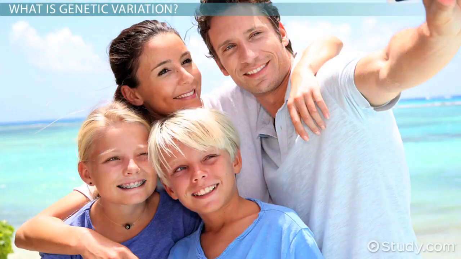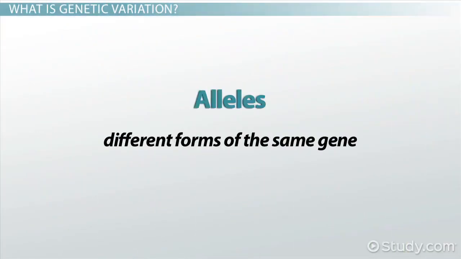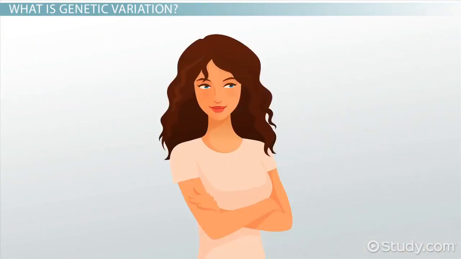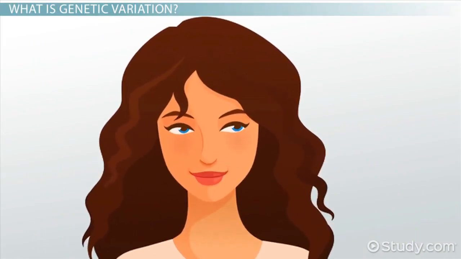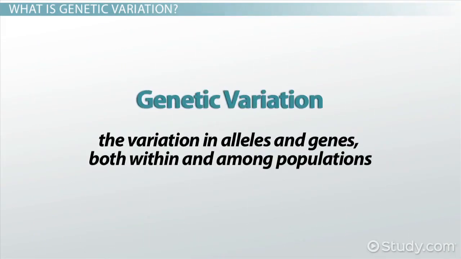Your genes have alleles, which are different forms of the same gene. Alleles are like a code for your body that determine hair color and eye color, height, and other genetic features. Genetic variation is the variation in alleles and genes both within and among populations.